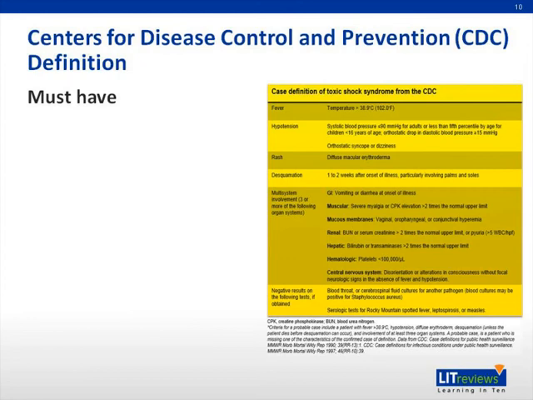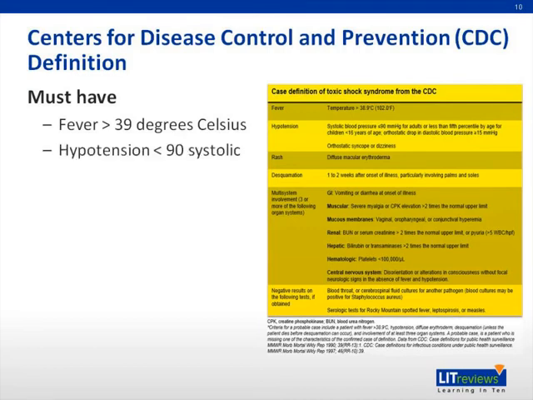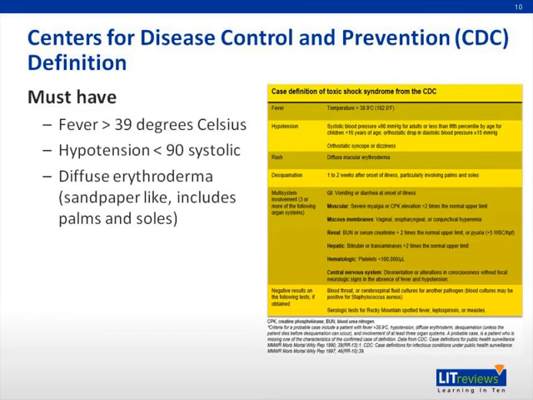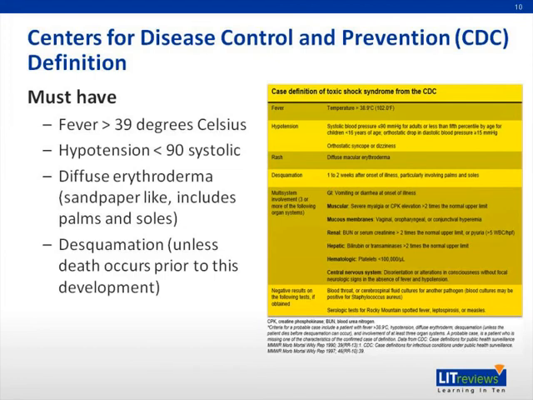The CDC has a definition to clinically define toxic shock syndrome. The patient must have a fever greater than 39 degrees Celsius. They must have hypotension as part of this syndrome, defined by systolic blood pressure of less than 90, or orthostatic syncope or dizziness. They must have a diffuse macular erythroderma, which is a sandpaper-like rash, including the palms and soles. And they must have desquamation unless death occurs prior to this development.